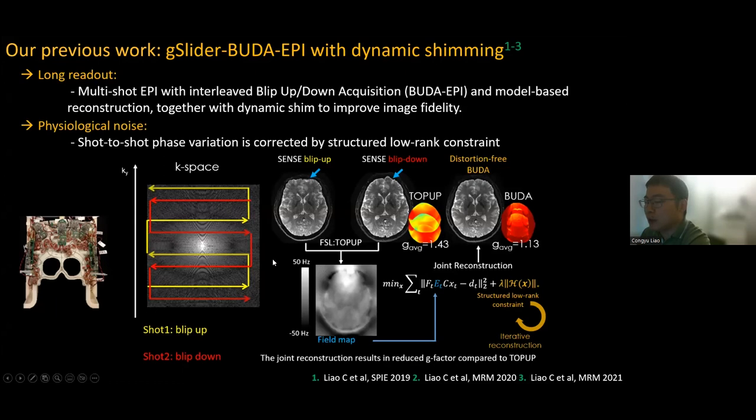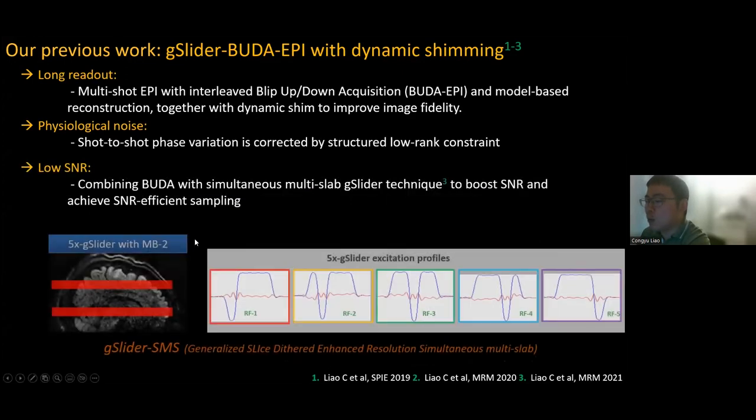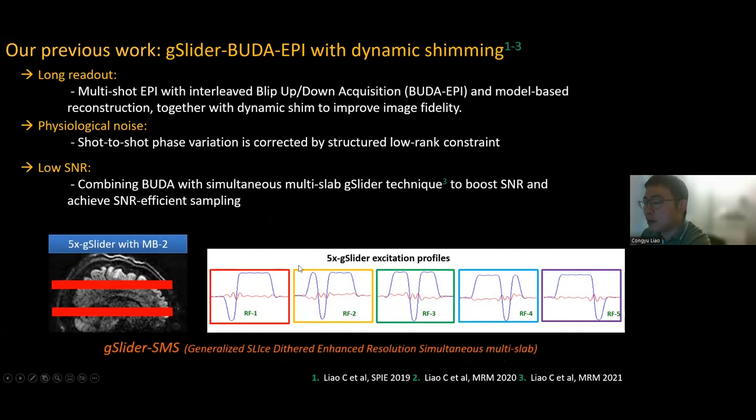Second, we apply the structural low rank constraint across two shots to correct the shot-to-shot phase corruptions. Finally, we combine the BUDA EPI with an RF encoded simultaneous multi-slab acquisition termed gSlider SMS to boost SNR and enable high isotropic resolution diffusion MRI. So that's the first section of my talk.